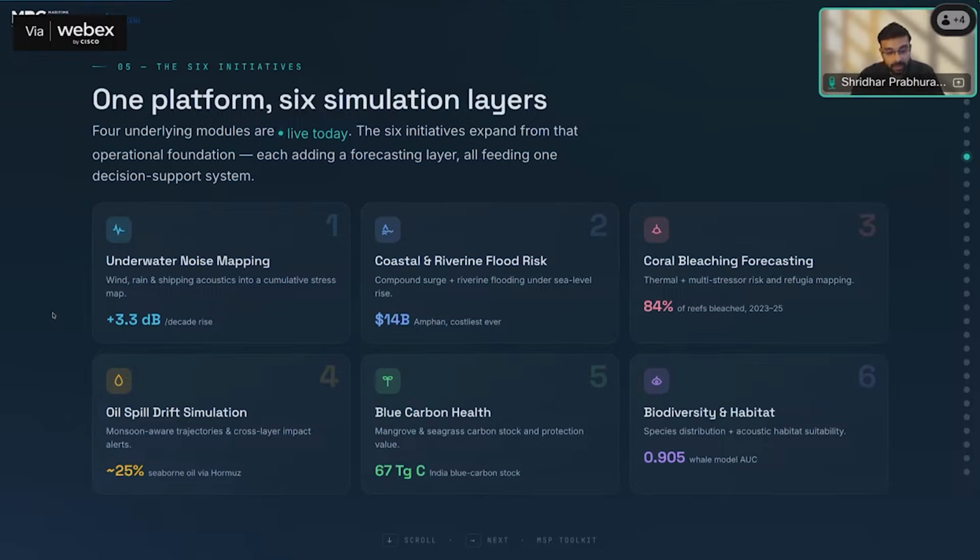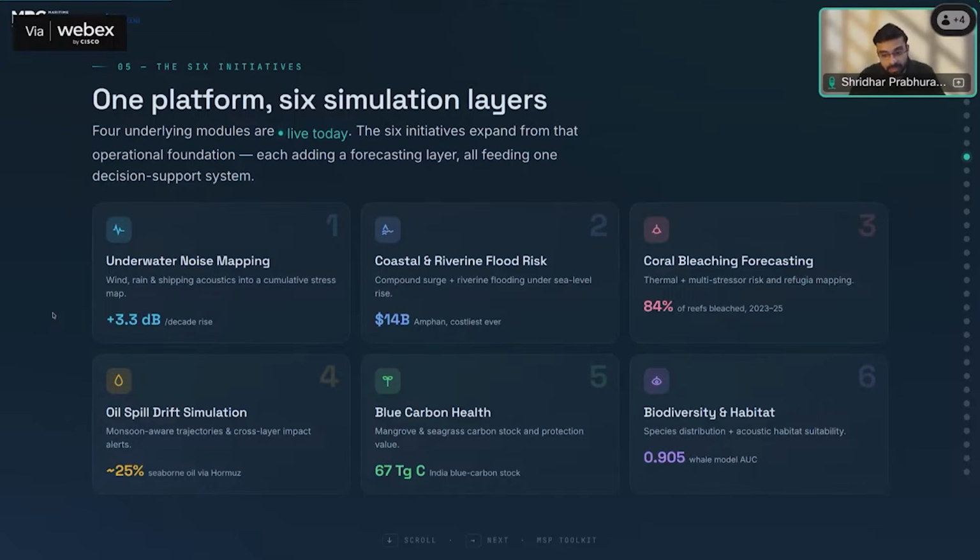We have a layer on blue carbon and ecosystem health. We know that mangroves and seagrasses are the first line of defense when it comes to protection across floods as well as climate change events. So being able to quantify the overall carbon stock that we have is the objective of this layer on blue carbon and health.